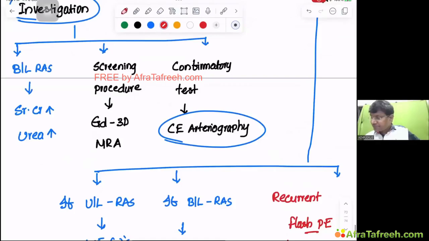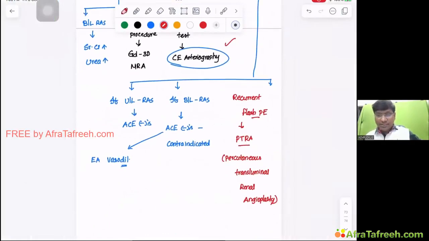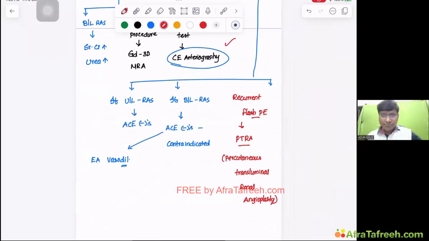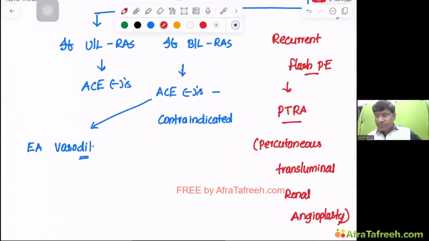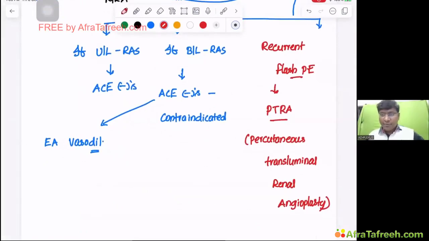Prior to doing this PTRA, you need to do contrast enhanced arteriography. So mainly when you are planning to do an intervention, then you need to do both of these investigations. But if you want to start medical therapy or your ACE inhibitors, then in such a case you don't require your contrast enhanced arteriography. Is that clear, Jacob? Right. So that was about the renal artery stenosis. Then the next important renal vascular disease is what? Renal vein thrombosis.